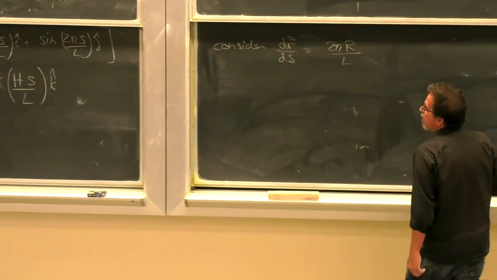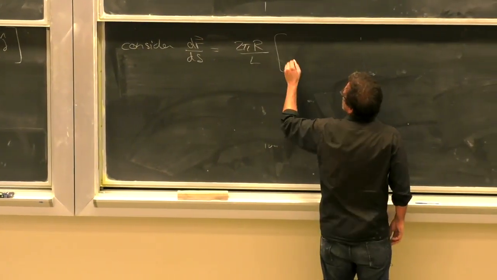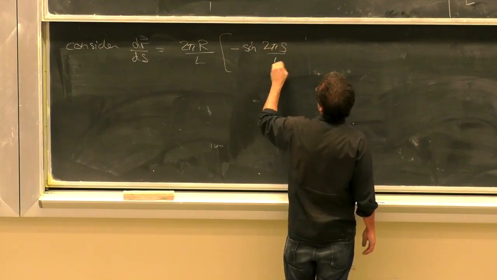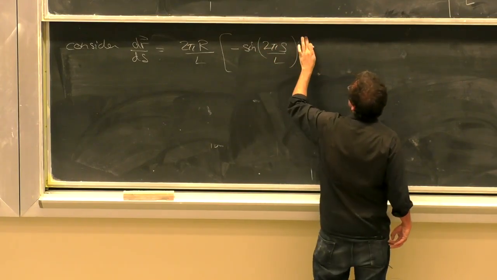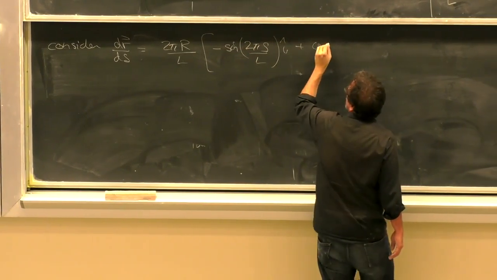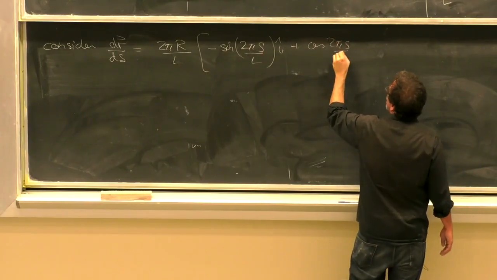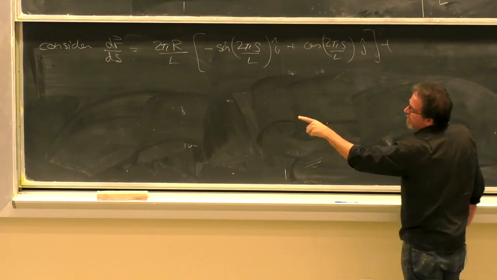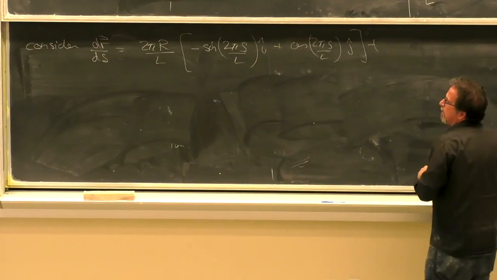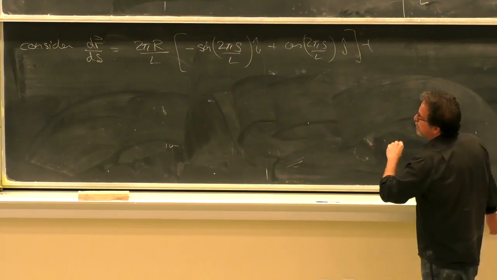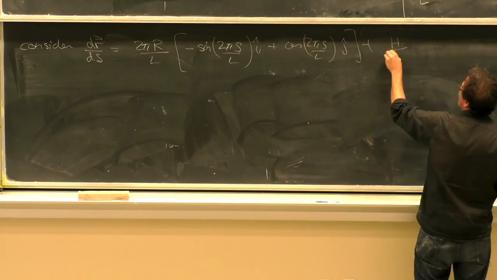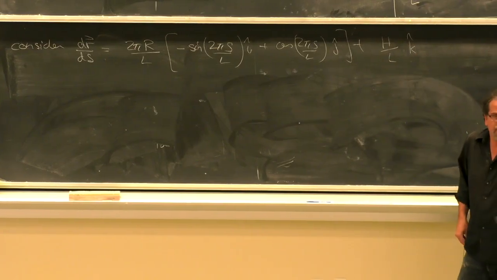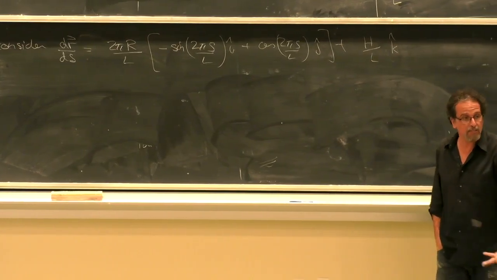So I have 2 pi r over L times negative sine of 2 pi s over L i hat plus cosine of 2 pi s over L j hat, plus the derivative of the last term with respect to s, which is easy. That's just h over L k hat. Well, that's just a vector, right? But that's parallel to the tangent vector.